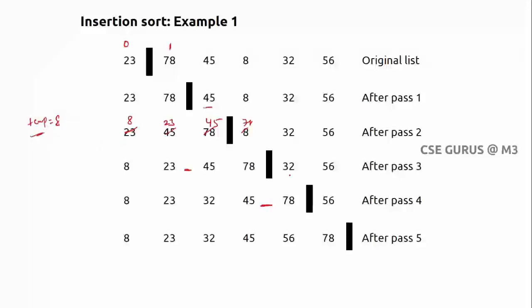Let me take another example. Is 32 less than 78? Yes, true. So that's why 78 is here. Anyway, 32 is in temp. So 78 here. Now 32 with 45. Is it less than? Yes, true. So 45 will go here. Next, is 32 less than 23? No. So that's why we stop here, and here you just keep 32.